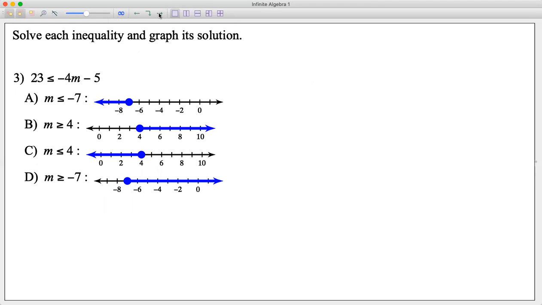So we got 23 less than or equal to negative 4m minus 5. First step, plus 5 to both sides, so that gives me 28 less than or equal to negative 4m. How do we get rid of that negative 4? Divide both sides by, I'm dividing by a negative. So what should I do before I even work on the answer? Flip the sign. If you multiply or divide by a negative, you flip the sign. Those cancel and I'm left with m. I get? Not 7. Look at the answers.